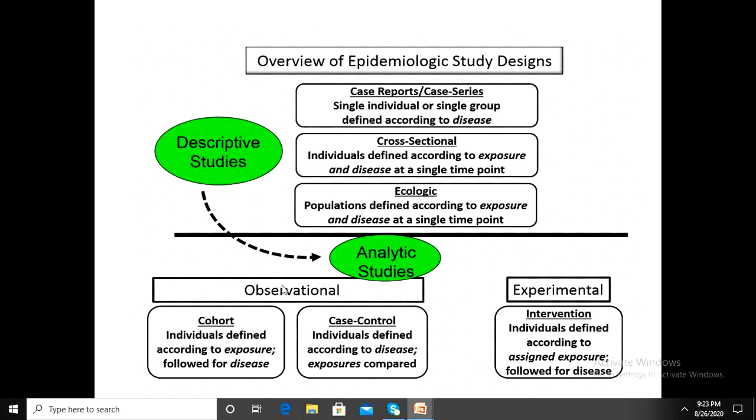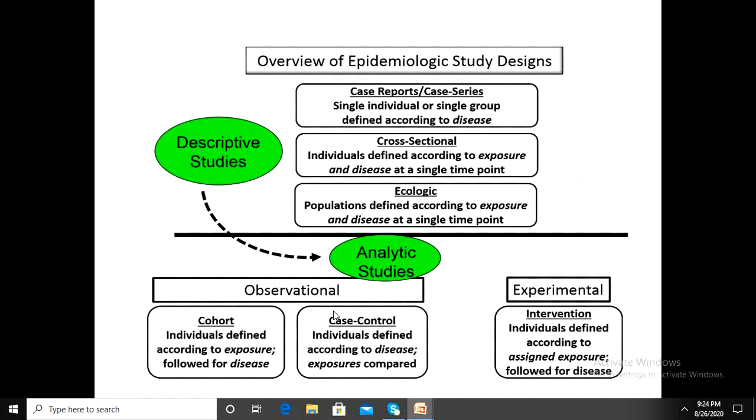These analytical studies are further subdivided into case control studies and cohort studies. In case control studies, the case is already established. It means the disease is already present in the community. The cases are then compared with the controls and they are matched with each other, and retrospectively their measure of association is measured in terms of exposure, and the measure of association which we calculate in case control studies is odds ratios.